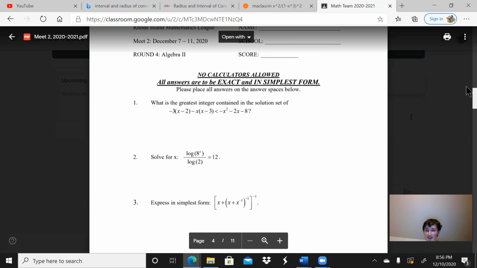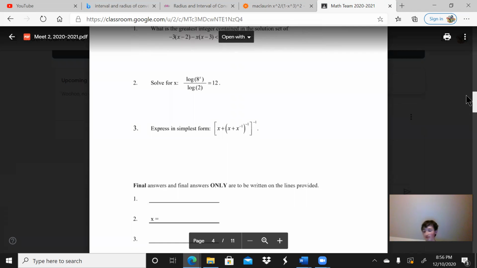Expressed in simplest form, this is a 3-pointer? That doesn't even look bad. Okay. So it's x plus... They did something like this a few years ago. x plus x to the negative 1, that to the negative 1, and this to negative 1. Negative 1 just means take the reciprocal of it. Okay. The inside is 1 over x, so it's x plus 1 over x to the negative 1, that to the negative 1. So this is x plus x squared plus 1 over x to the negative 1 to the negative... Oh my gosh. That's crazy. They actually did this?